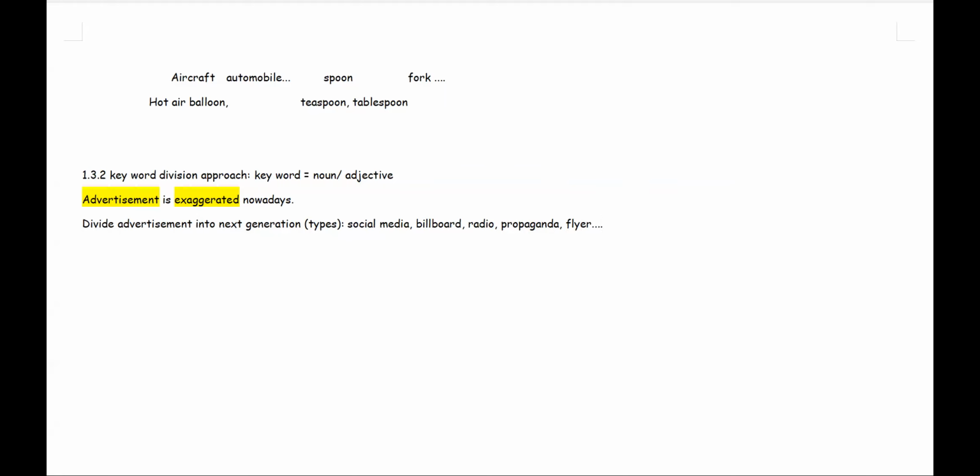Okay, see? Now our job is to prove that all kinds, or at least most kinds, of advertisements are exaggerated, right? So social media ads, they are exaggerated. How? They are photoshopped. There you go. Photoshop, right? And billboards, also photoshopped. Sometimes it's just painting though, right?